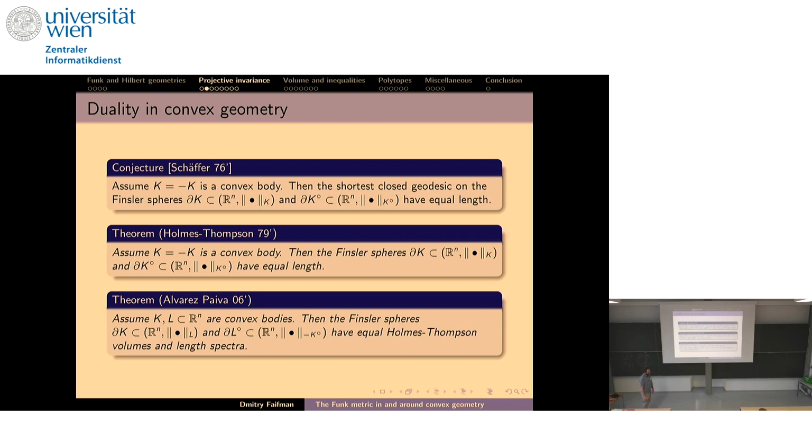No symmetry is needed to define the polar. The polar is the collection of linear functionals which do not exceed 1 on your convex body. There's no symmetry.